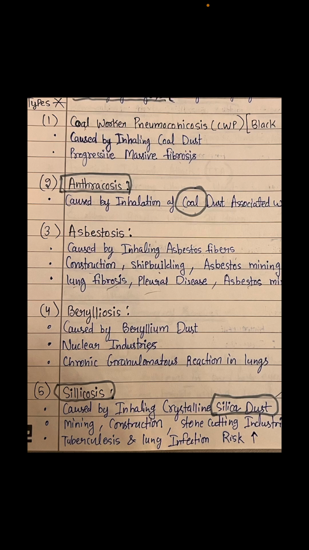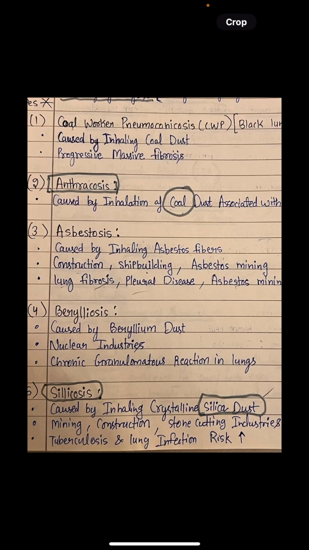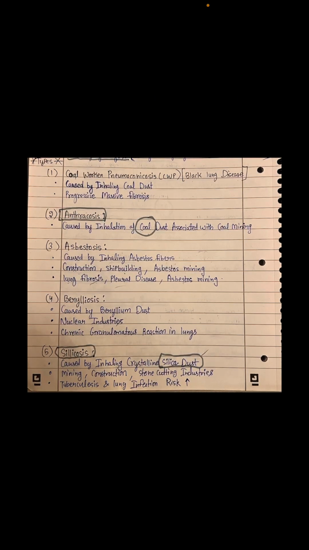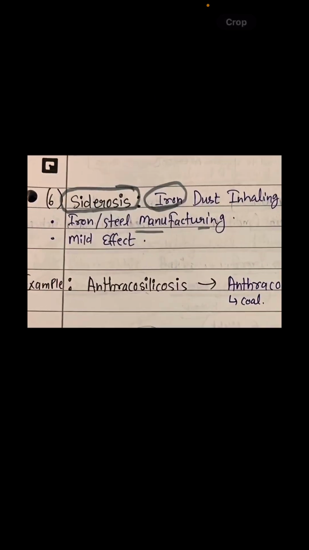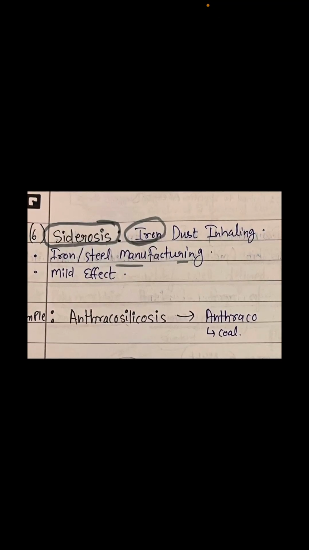Silicosis is caused by inhaling silica dust, which is seen in miners, construction sites, and stone cutting industries. It increases the risk of tuberculosis and lung infection. Next is siderosis. Siderosis is related to inhaling iron dust.